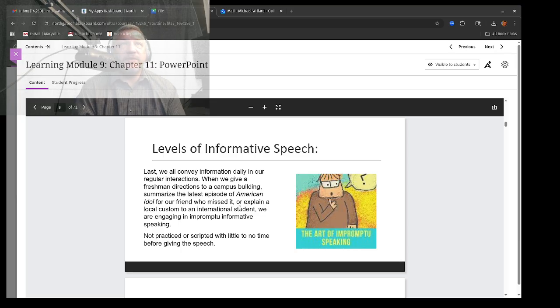Lastly, we convey information daily in our regular interactions. When we give a freshman directions on campus, right? That's a short informative speech. When we talk about a TV show to our friends, that's a bit of an informative speech, unless we're persuading them to watch it. You're going to see some similarities between informative and persuasive. We'll talk about the differences, though, as well.